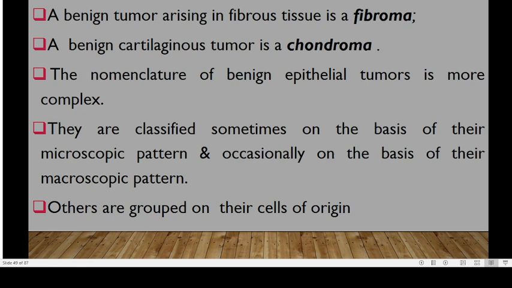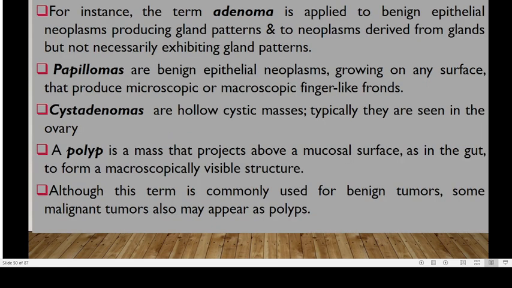Fibroma. Very good. Whereas a benign cartilaginous tumor will be referred to as a chondroma. So the nomenclature of these benign epithelial tumors is more complex. They are classified sometimes on the basis of their microscopic pattern and occasionally on the basis of their cells of origin.